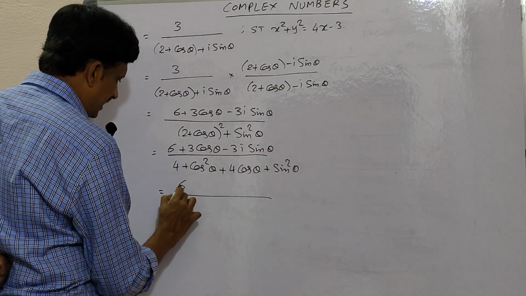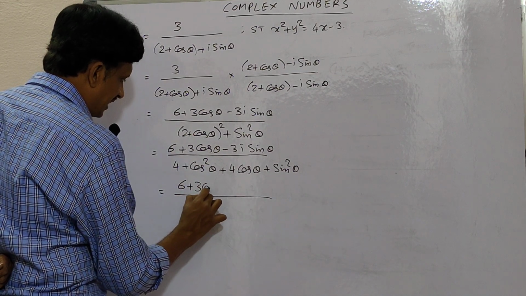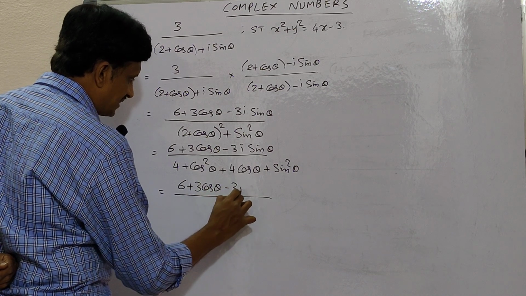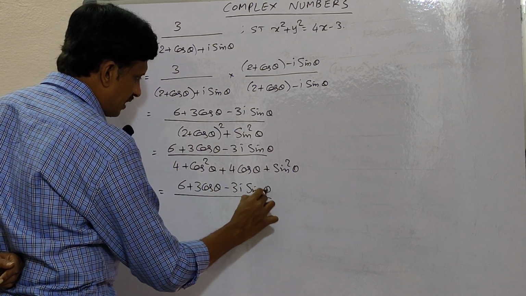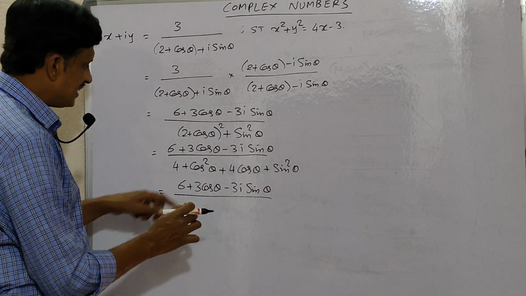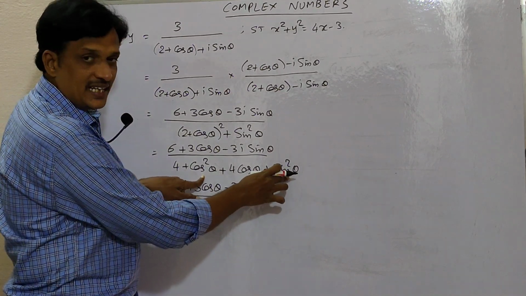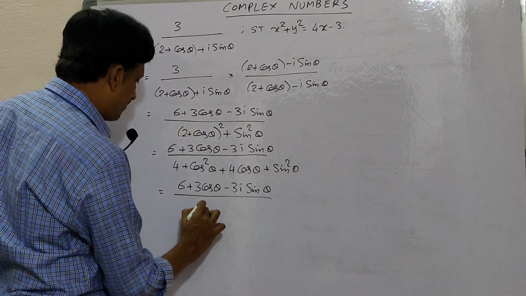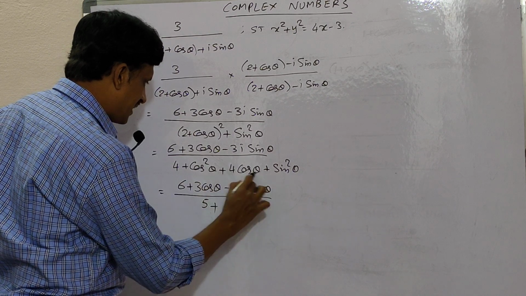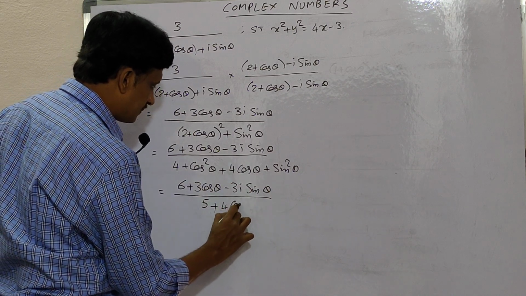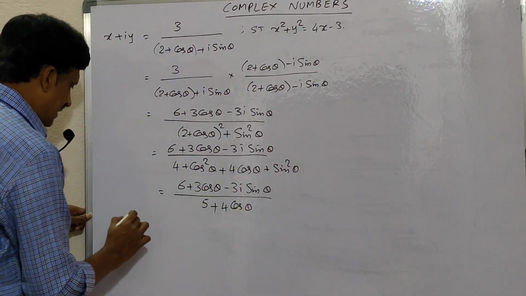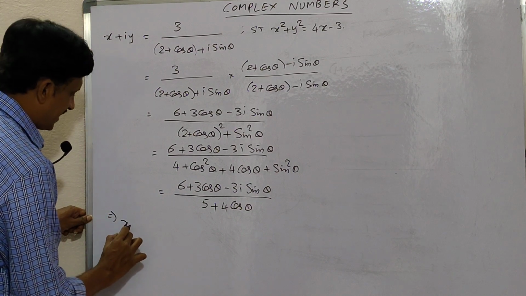So here the numerator is 6 plus 3 cos theta minus 3i sin theta, and in the denominator 4 plus cos square theta plus sin square theta, which gives 1. So 4 plus 1 will be 5. That is 5 plus the remaining 4 cos theta. And now separate the real and imaginary parts to get the x and y values.